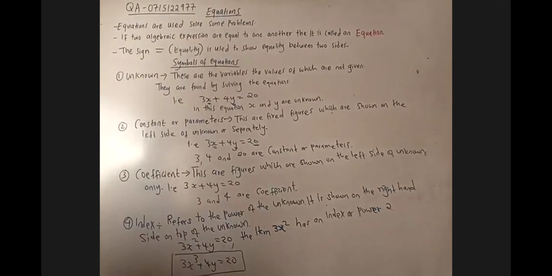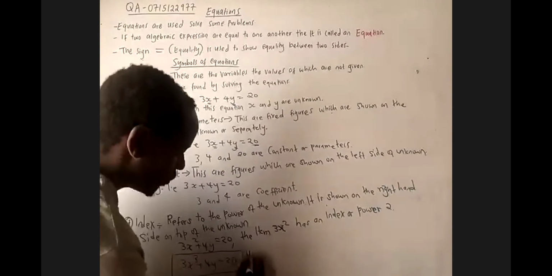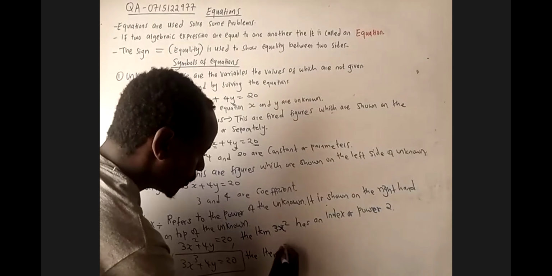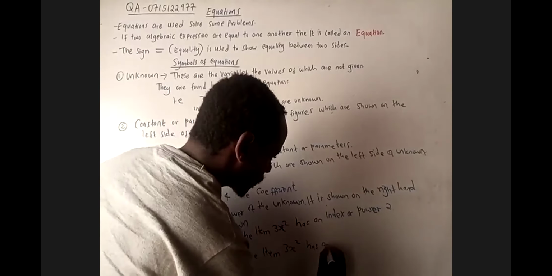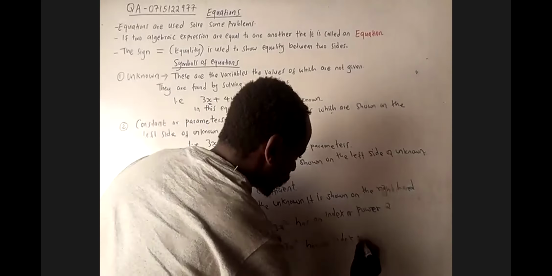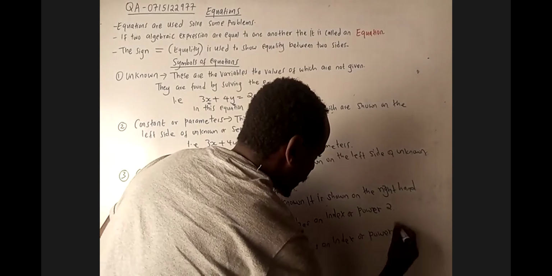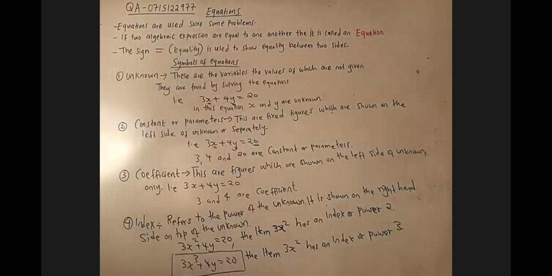Now in this case, the item 3x cubed has an index or power 3. So those are the symbols of an equation that you can find in any place. When we talk about the symbols of an equation, those are the examples that you need to be familiar with.